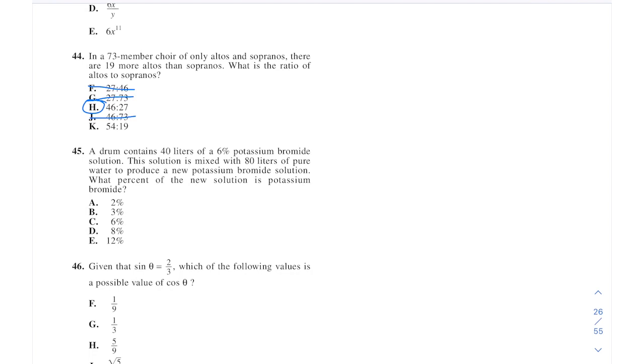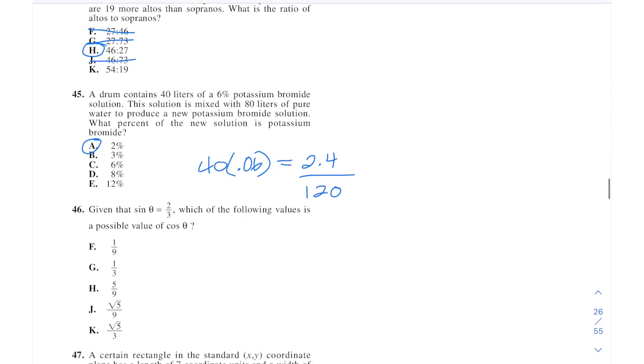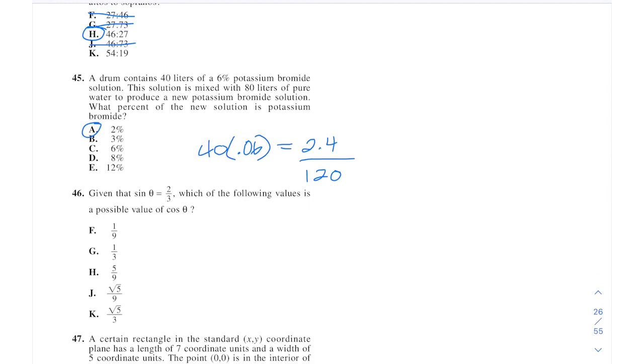So here, let's figure out how much actual potassium bromide we have. So we have 40 times 0.06, so that would be 2.4. And then that's 2.4 liters out of a total of 40 and 80, which is 120 liters. So that would be 2%. I think I did that math quickly, but yeah, it is 2%. Okay.